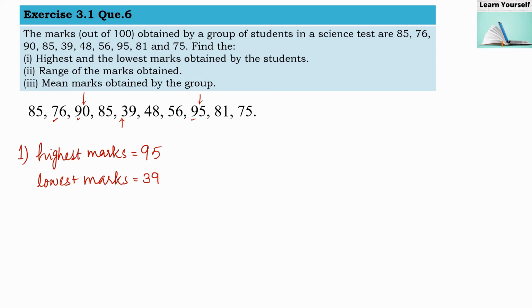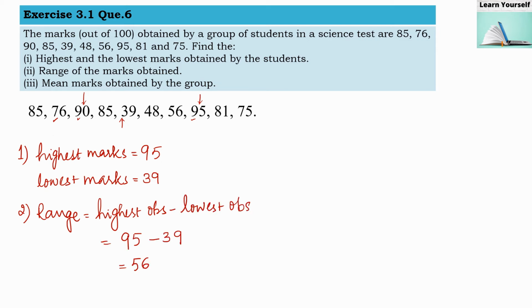Now second, range of the marks obtained. So what is the meaning of range? Range equals highest observation minus lowest observation. So our range is 56.